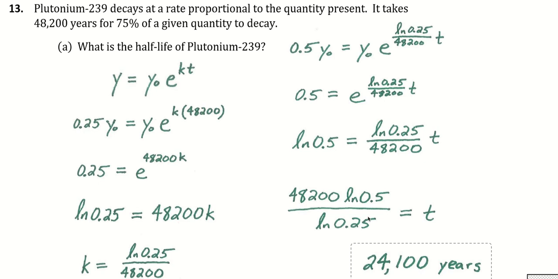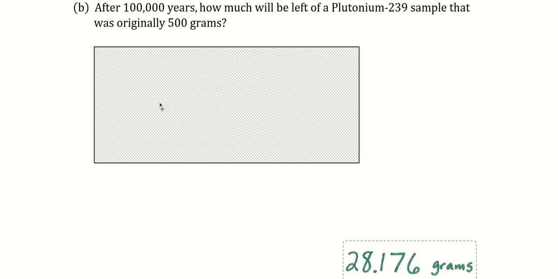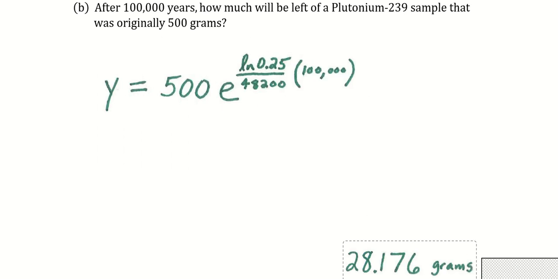Maybe exactly. But, all right. So first you do this to get our K value. Then we can answer that question. After 100,000 years, how much will be left of a plutonium-239 sample that was originally 500 grams? So we plug the 500 in there. And then we have our K value and our T value, and just let your calculator tell you that. 28.176. I assume that's an approximation.